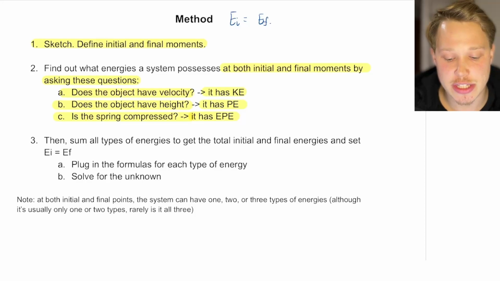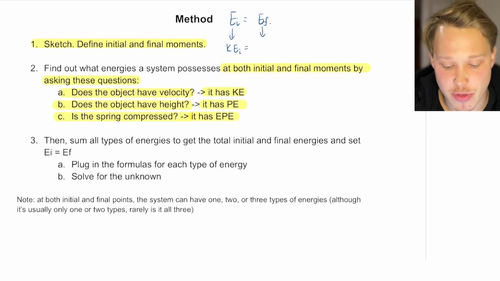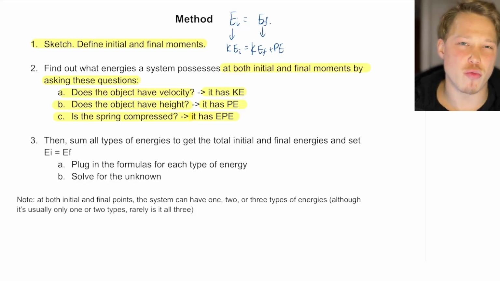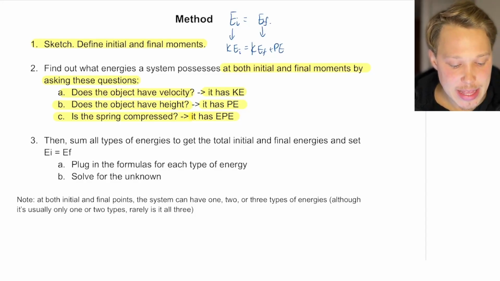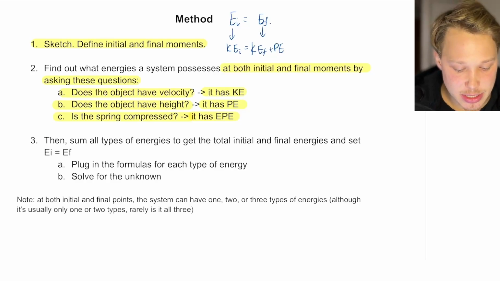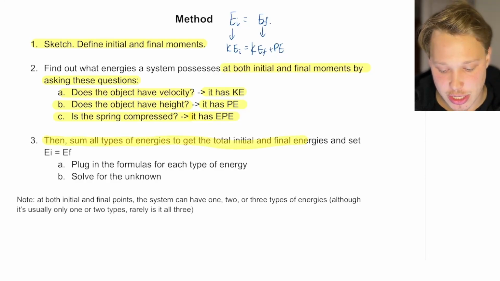So at any of these moments, it can have one energy, let's say kinetic energy, or it can have two different types of energies, let's say both kinetic and potential, right? Now, rarely we'll have three, but anything is possible. Then you simply set the sum of all types of energies equal to each other.